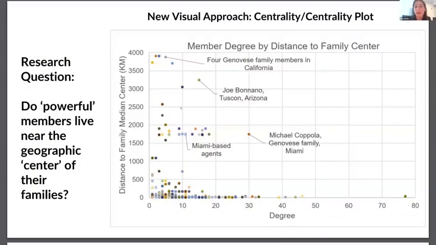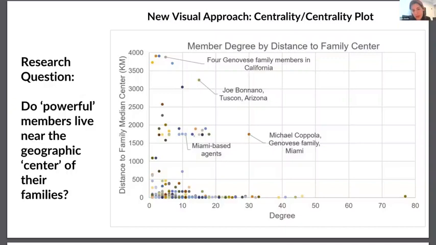We also have a visual approach that we're using to answer a research question: do powerful members live near the geographic center of their families? On this plot, color doesn't mean anything, but on the x-axis we have the degree, and on the y-axis we have the distance to the family median center. From this, we can do some descriptive analysis.